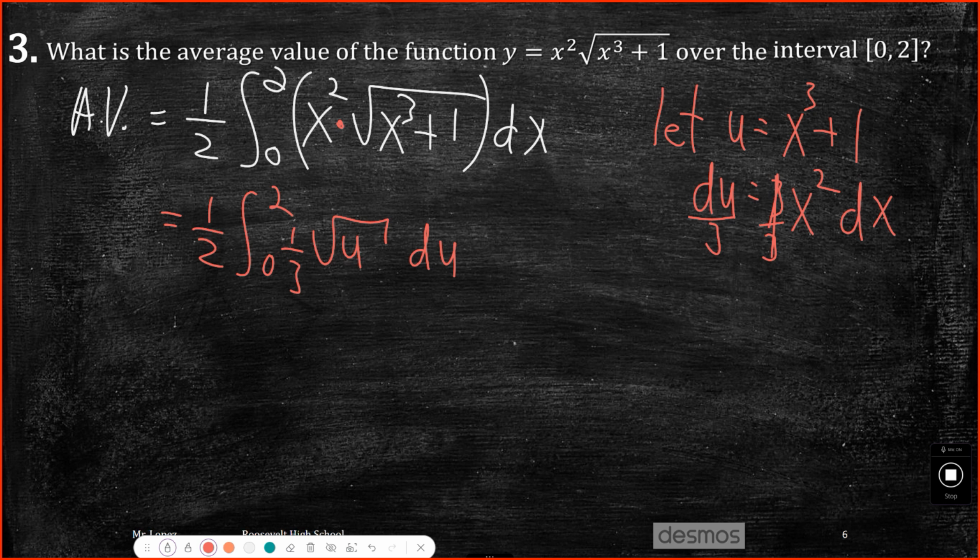So, how do you integrate square root of u? Well, square root of u is the same as what? u to the 1/2. So how do you integrate u to the 1/2? You add 1, so 1/2 plus 1 is going to be 3/2, over what? 3/2, which is going to be 2/3 u to the 3/2. Yeah?